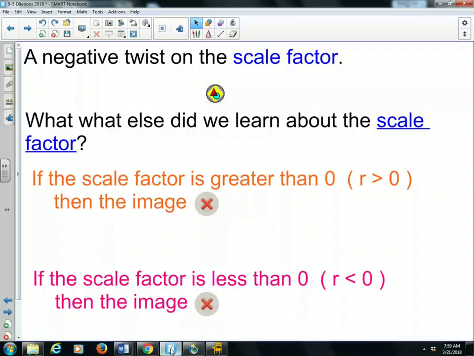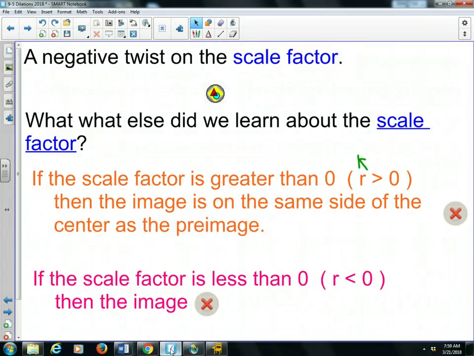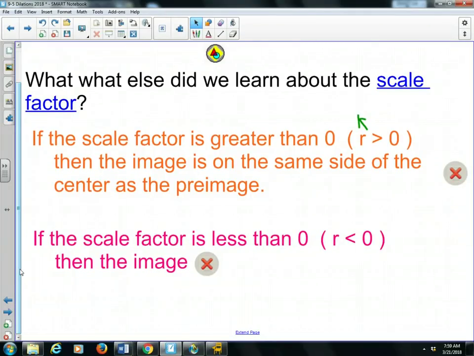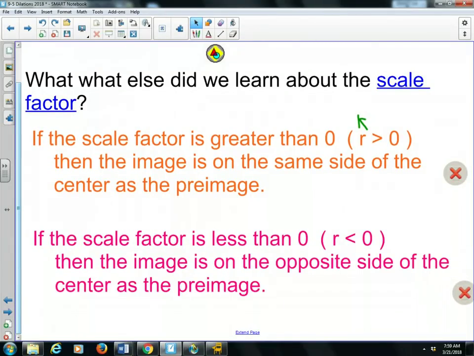So what did we learn with this? If the scale factor R or K is positive, then the image is on the same side of the center as the preimage. That was the first slide that we just did. And this last slide that we just did, if it is a negative scale factor, then the image is on the opposite side of the center as the preimage.